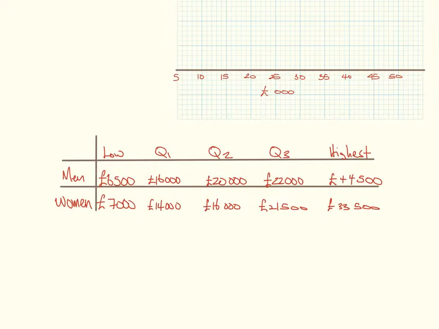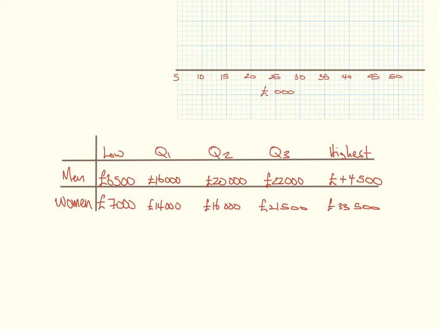So they basically say, well, okay, in this profession, of all the people we looked at, the lowest salary that we got for the men was $6,500. The highest salary, or the highest paid man in our sample data, is £44,500. Our lower quartile was 16,000, median is 20,000, and upper quartile is 22,000.